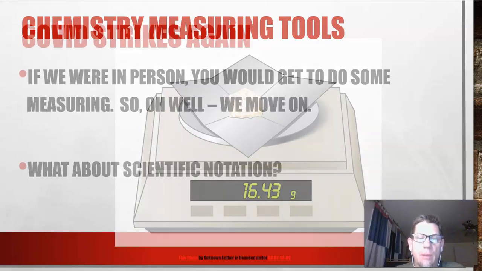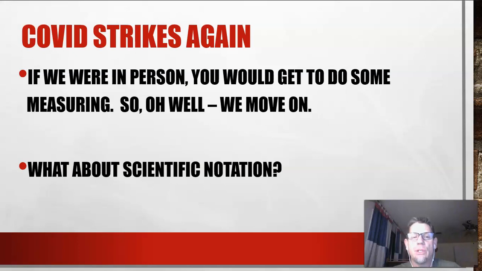So again, here is our problem. COVID strikes again. If we were in person, at this point, we would have stopped in class and you would be getting to do a lot of measuring technique. You would get some graduated cylinders, some triple beam balances, some other measuring tools that are specific to chemistry, and you would measure some things, and I'd make sure that you're measuring them the right way. But for now, you don't get to do that, so we're going to move on. You will have an assignment on Wednesday afternoon that will include looking at measuring devices and making sure that you read them with the proper level of precision.